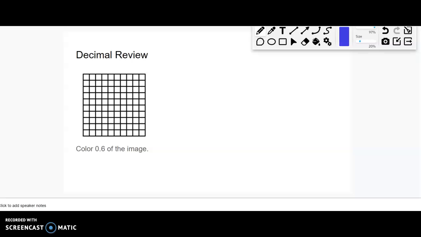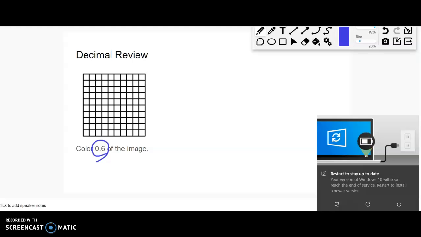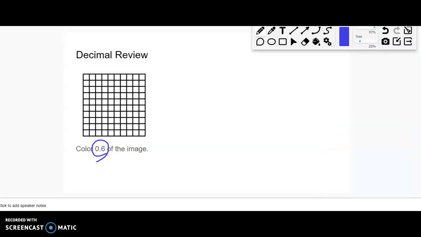So, color in 6/10 of the image. Now, it's not divided into tenths, but we can imagine, because we know that there are 10 lines or 10 columns, so I just need to color in 6 of those lines. So I'll color mine vertically, you could color yours horizontally. There's 1, 2, 3, 4, 5, and 6.